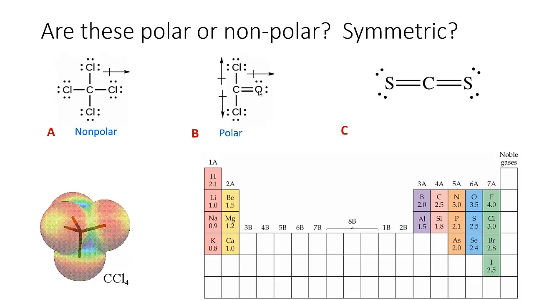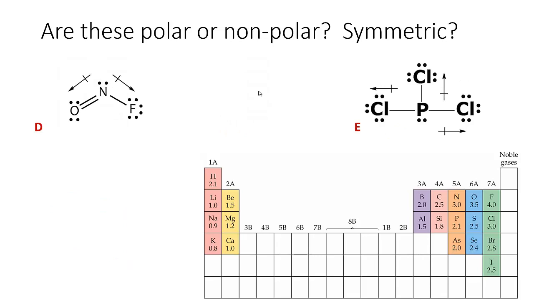And then this last one, it's very symmetric. The sulfurs will both be pulling outward. It's going to be a very nonpolar bond because carbon and sulfur have the same electronegativity value, so they're pulling equally. So this is a very, very nonpolar molecule. Let's try some more.